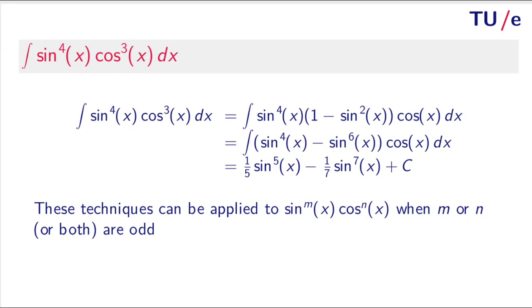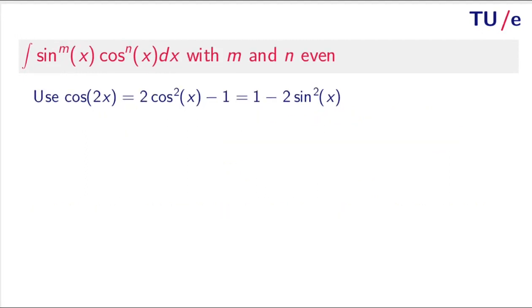And this technique can of course be applied to any powers of the sine to the power m times cosine to the power n of x, where m or n, or maybe both, are odd. But what about sine to the power m times cosine to the power n, where m and n are both even? Well, to handle those kind of integrals, we use that the cosine of 2x can be written as 2 times cosine squared of x minus 1, but also as 1 minus 2 sine squared of x.